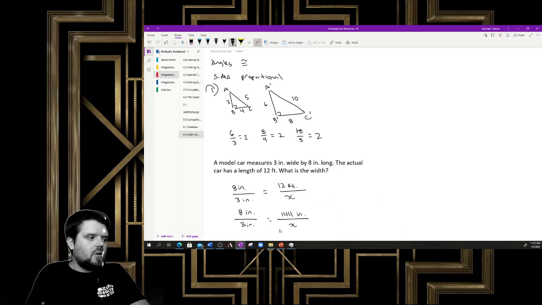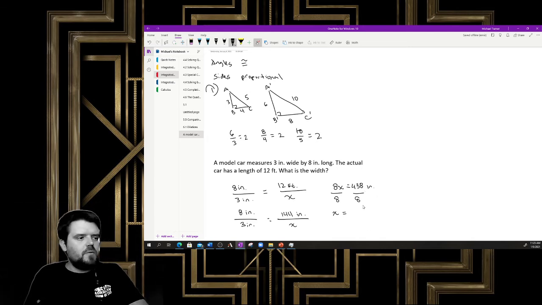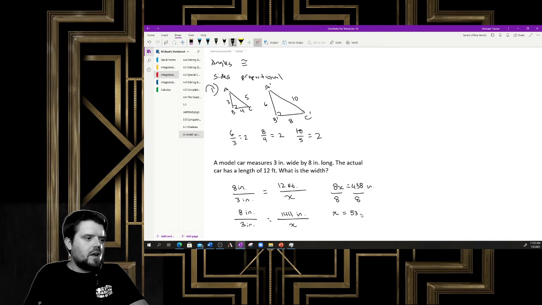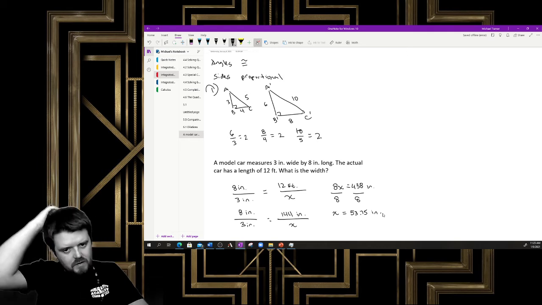Now this is something I can cross multiply, so I have 8 times x, and then 144 times 3, and you can use a calculator if you need to. Should be 432. Then I'm going to divide both sides by 8. And this gives me x equals 432 divided by 8. That's going to give me 54. You can verify that with a calculator.